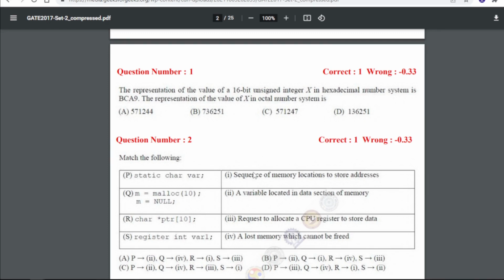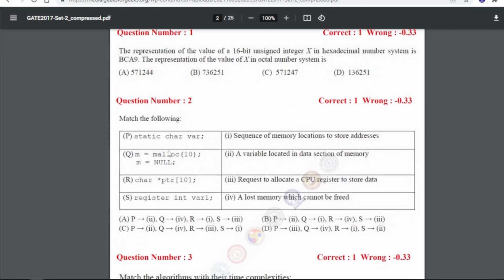The very first question: the representation of the value of a 16-bit unsigned integer x in hexadecimal number system is BCA9. So the representation of the value of x in octal number system is what? If we go and find the answer for this question, the answer is D, that is 136257.